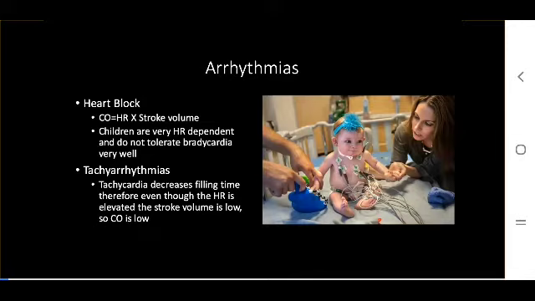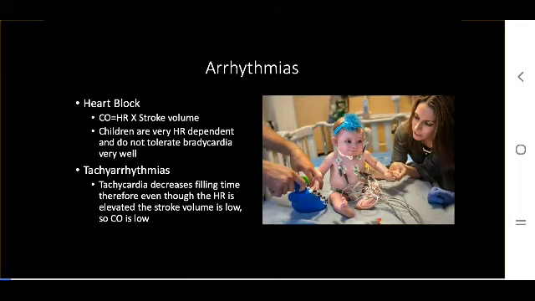But we see heart block, we have cardiac output equals heart rate times stroke volume, and children are very heart rate dependent, and they do not tolerate bradycardia very well. They don't have a lot of ability with a stiff, small heart to increase their preload. They can't increase their stroke volume, so they're very heart rate dependent. Those with tachyarrhythmias, the tachycardia decreases the filling time. Therefore, even though the heart rate is elevated, the stroke volume is so low that the cardiac output drops.